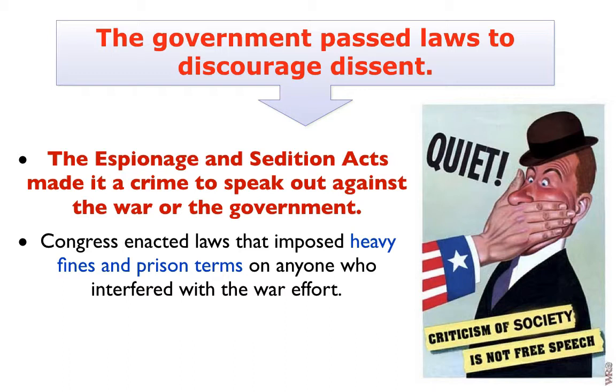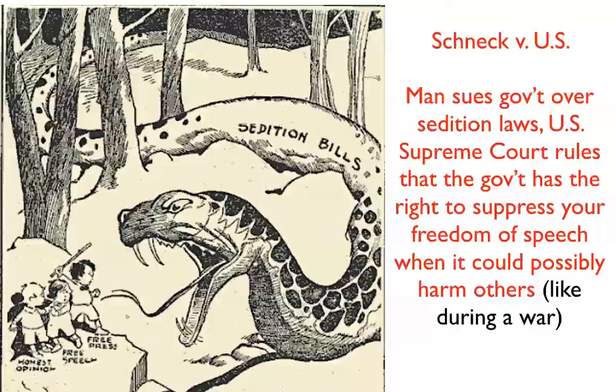And one of the more famous Supreme Court cases in opposition to those Espionage and Sedition Acts is Schenck versus the United States, in which a man sued the government over these sedition laws, these anti-free speech laws. What the Supreme Court ruled is that the government does have a right to suppress your freedom of speech when it could possibly harm others.